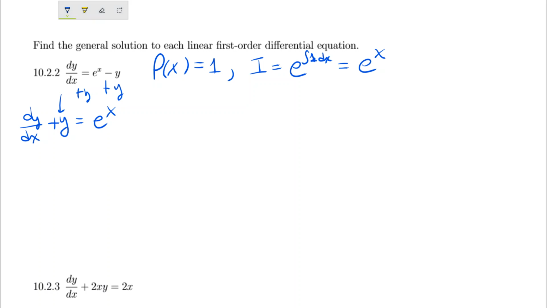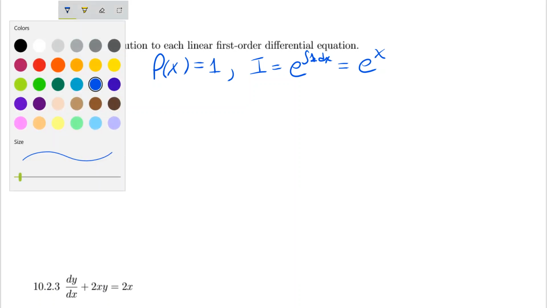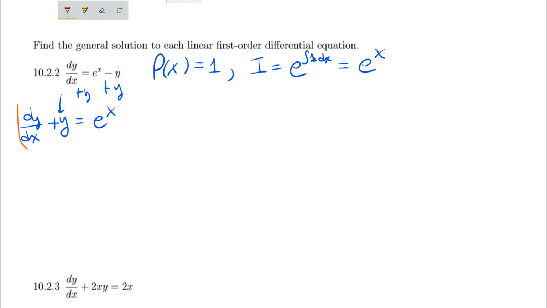All right, let's multiply everybody up. Orangey. So times everything by e to the x. When you do that, you should get e to the x dy dx plus e to the x times y equals, well, I have something times itself, so that's e to the x squared. But when you multiply e to the x times e to the x, they have the same base. It's the same as adding their exponents, so that's e to the 2x.